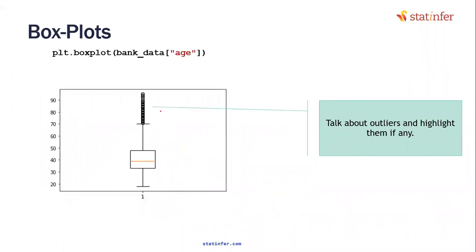What about this one? Let us suppose you are creating a box plot for the age variable. Again, you are going to say what the minimum value is, maybe around 20. What is the maximum value? Maybe beyond 90. There are slight outliers here.